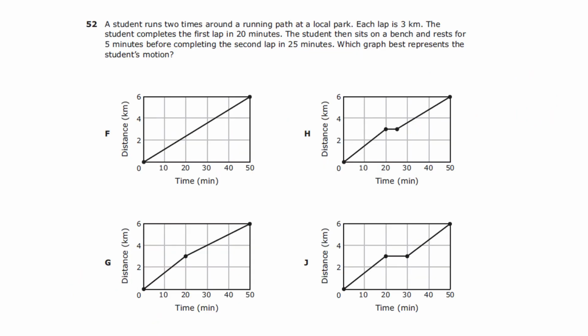A student runs 2 times around a running path at a local park. Each lap is 3 kilometers. The student completes the first lap in 20 minutes. The student sits on the bench and rests, okay, for 5 minutes, remember that, before completing the second lap in 25 minutes. Which graph best represents the student's motion?